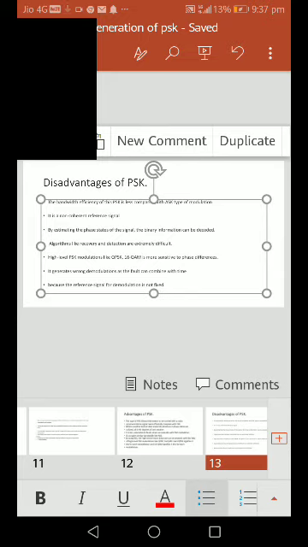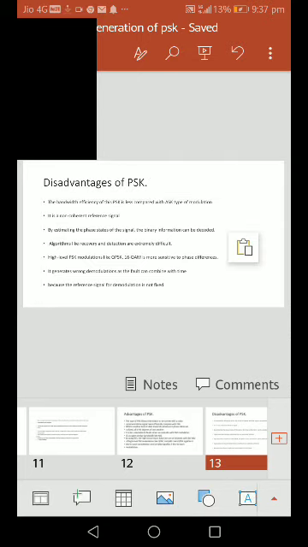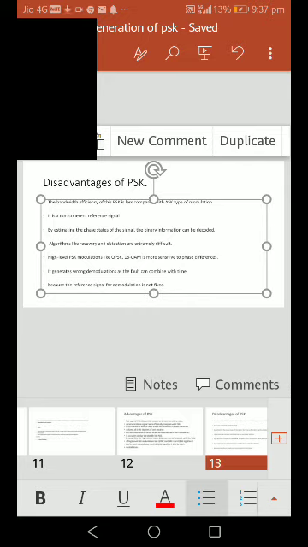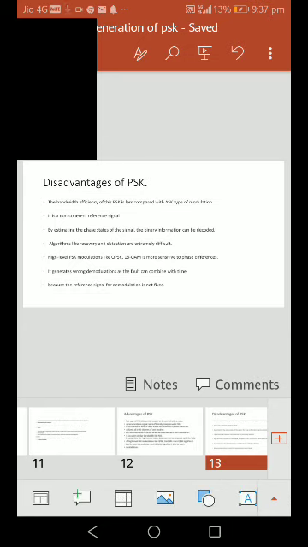Disadvantages of PSK: the bandwidth efficiency of PSK is less compared to the ASK type of modulator. It uses a non-coherent reference signal. By estimating the phase of the signal, the binary information can be decoded. Algorithms like recovery and detection are extremely difficult. High-level PSK modulation like QPSK and 16-QAM is more sensitive to phase differences. It generates wrong demodulation as the phase error can combine with time, because the reference signal of the demodulator is not fixed.